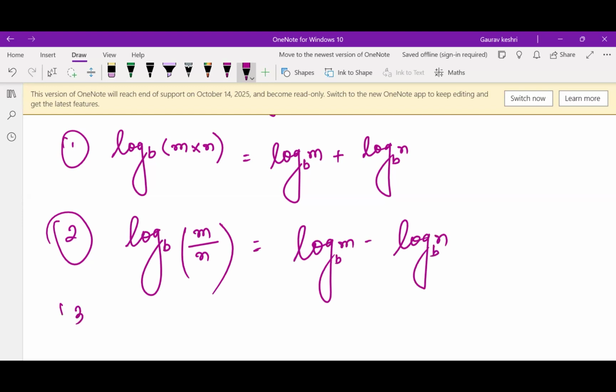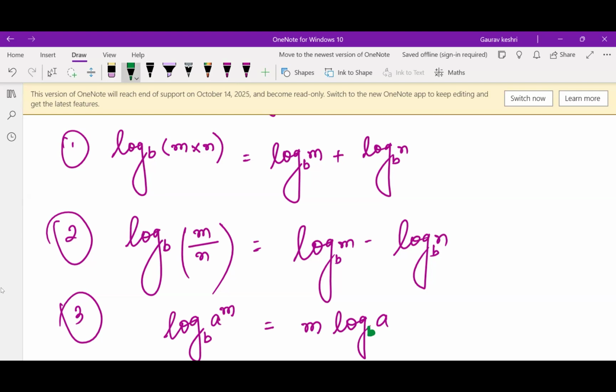Third rule, you can note down the rules as well. If we are having log, whatever be the base b, of a to the power m, that can be written as m log a. The base will remain the same. It was b, it will remain b. Making sense? Yes. For now I can show you the examples as well.